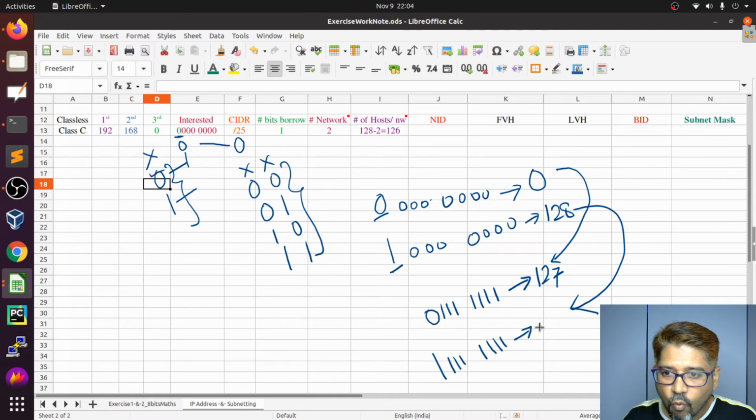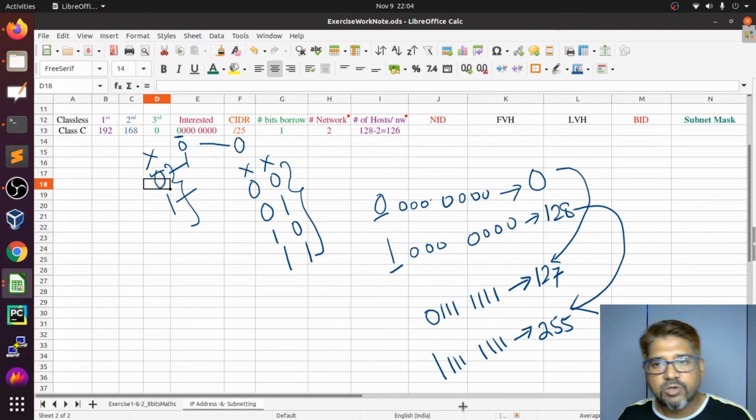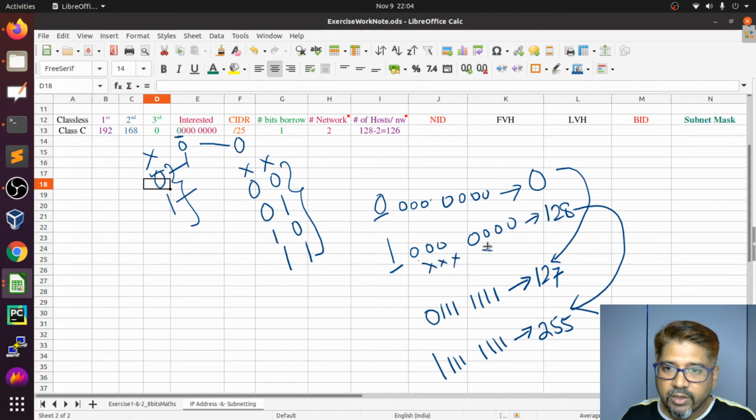So it will give you 255. So we got the broadcast IP as well as my network IP. And between all these combinations, from 0 to 1, all the combinations are going to give you your valid hosts. The last valid host is one IP before the broadcast, and the first valid host is one IP after the network ID.